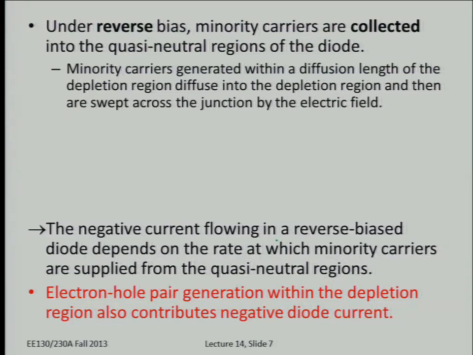Okay, so that's under forward bias. Under reverse bias, which is relevant for solar cells and, well, not solar cells, light detectors, photodetectors, this is the relevant phenomenon that we care about. So minority carriers are what we call collected into the quasi-neutral regions of the diode.